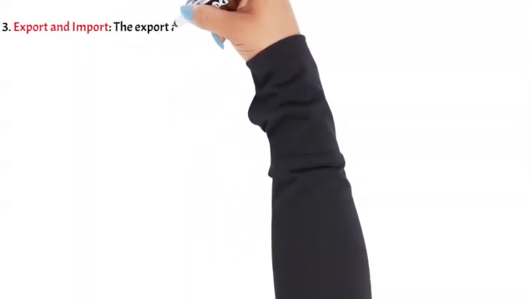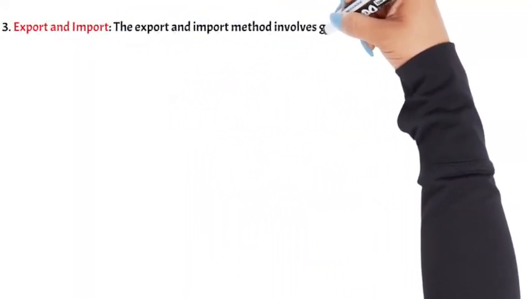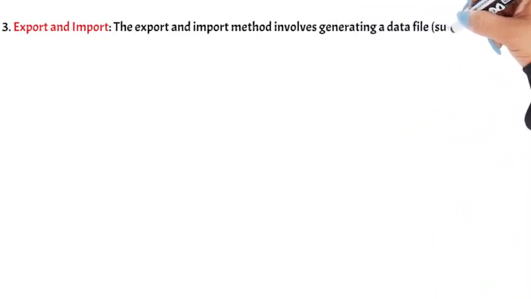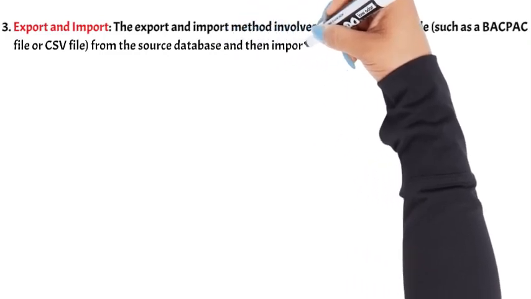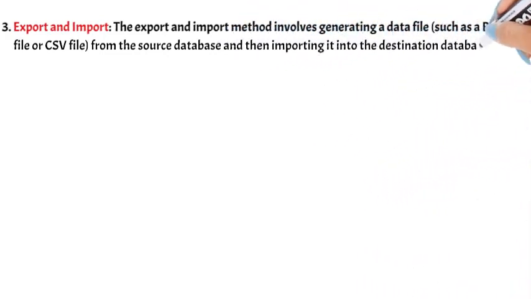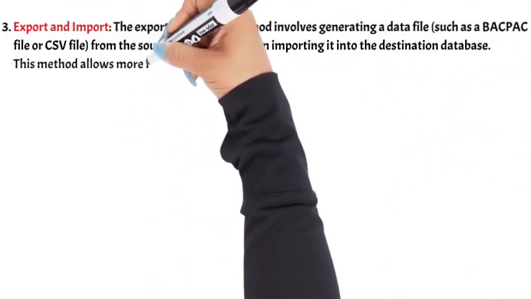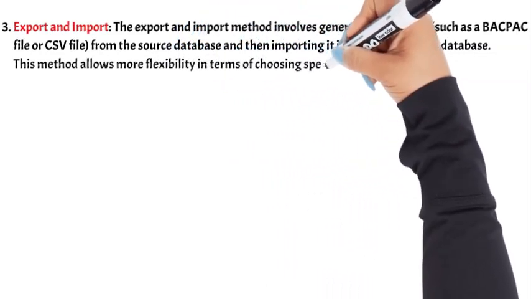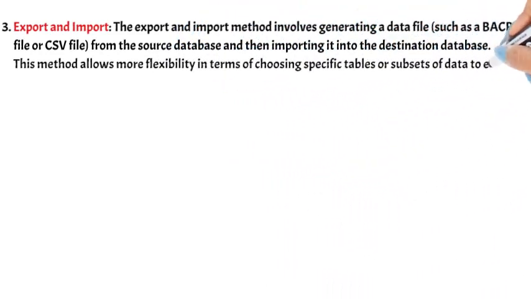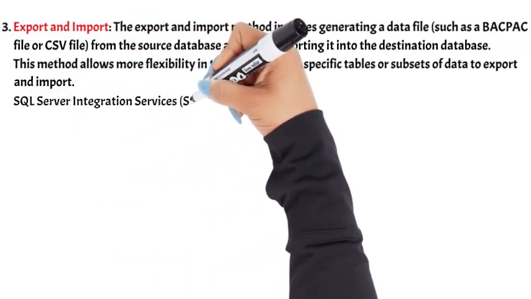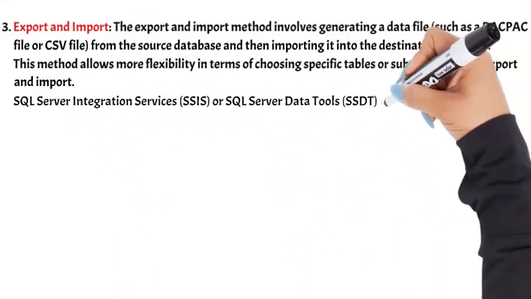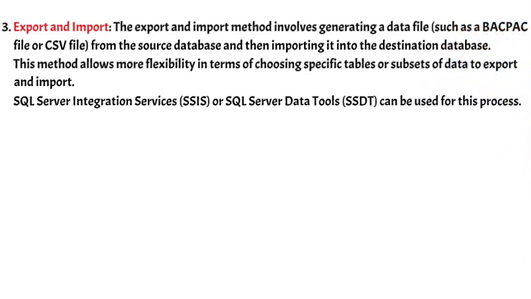3. Export and import. The export and import method involves generating a data file such as a BACPAC file or CSV file from the source database and then importing it into the destination database. This method allows more flexibility in terms of choosing specific tables or subsets of data to export and import. SQL Server Integration Services (SSIS) or SQL Server Data Tools (SSDT) can be used for this process.